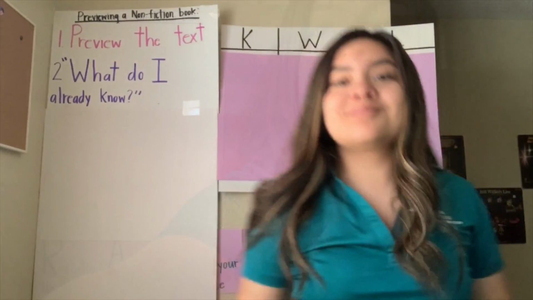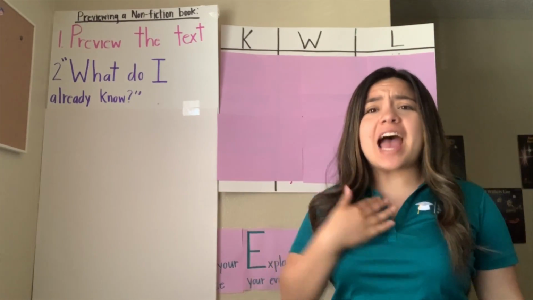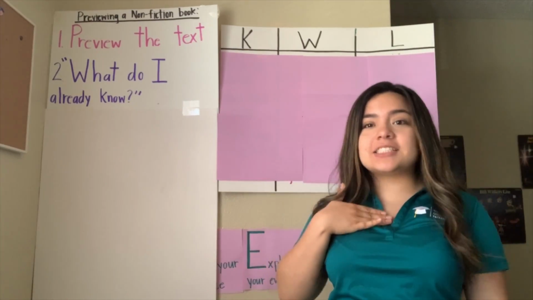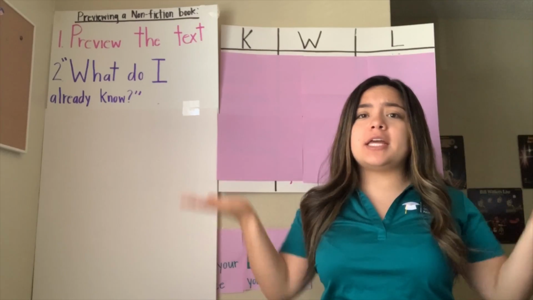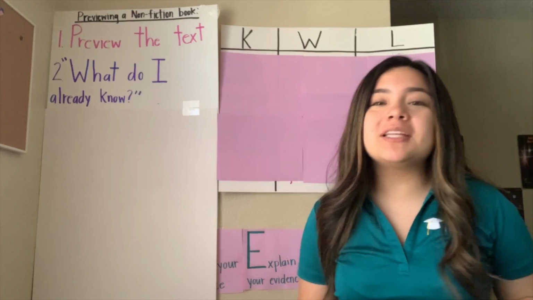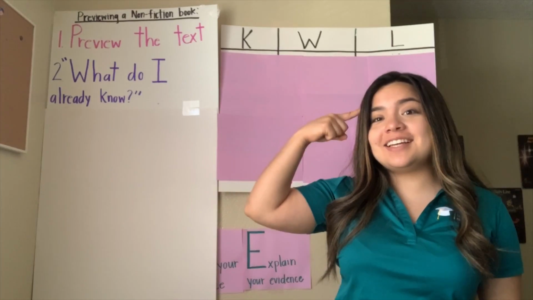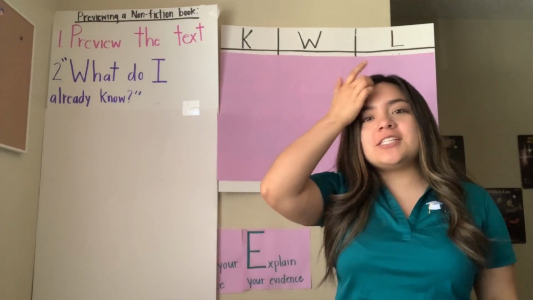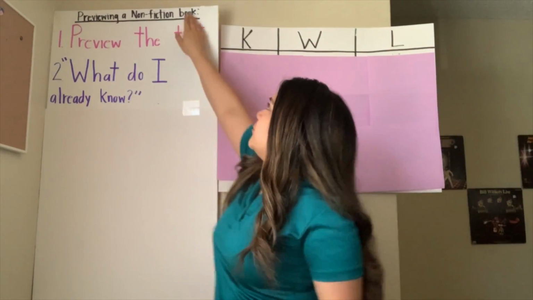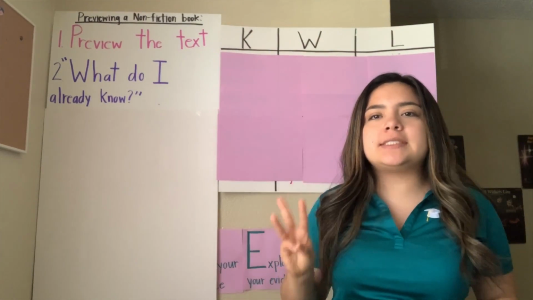Yeah, our second step is we have to ask ourselves, what do I already know? Oh, and remember that when we're asking ourselves, what do I already know? We're using our schema. So we're asking ourselves, what do I already know about this topic? All right, and then when we're previewing our nonfiction book, what is the third step that we must do?